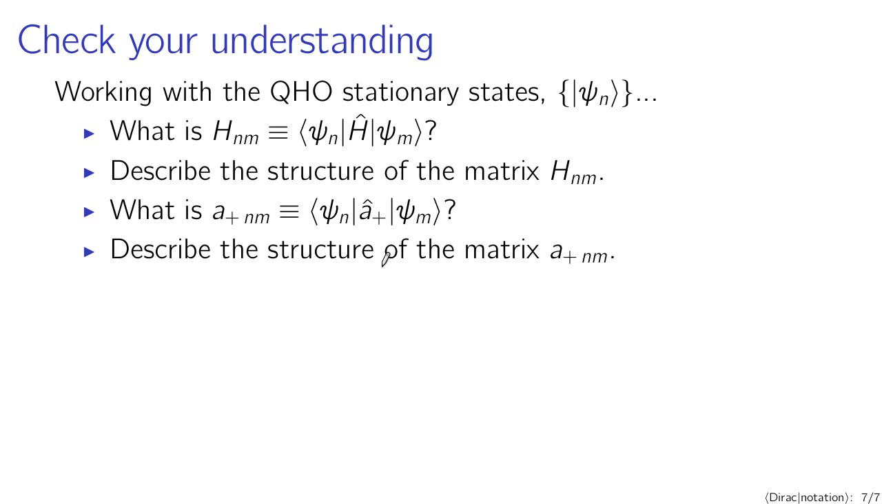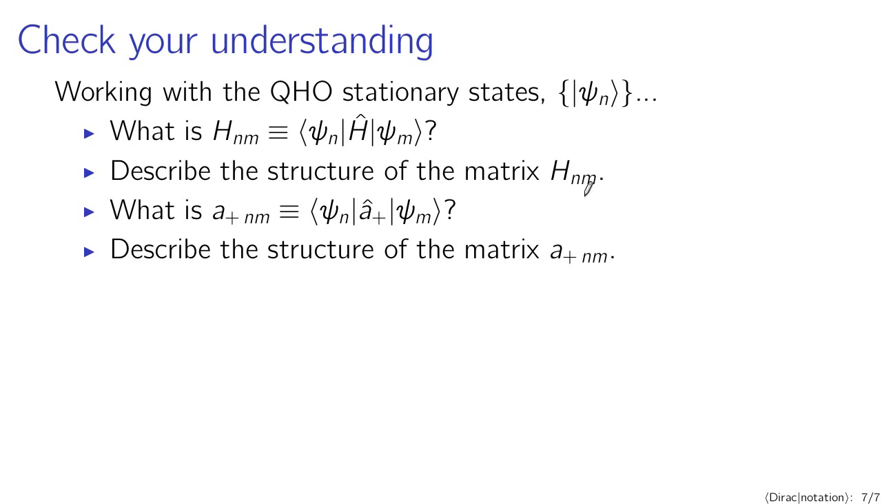To check your understanding, let's consider a set of solutions to the time-independent Schrödinger equation for the quantum harmonic oscillator, these psi sub n's. Let's first work out some matrix elements, both for the Hamiltonian operator and for A+, the raising operator. And you should know enough about the Hamiltonian operator and how it acts on stationary states, and the raising operator and how it acts on those same stationary states, to figure out what the matrix elements ought to be.